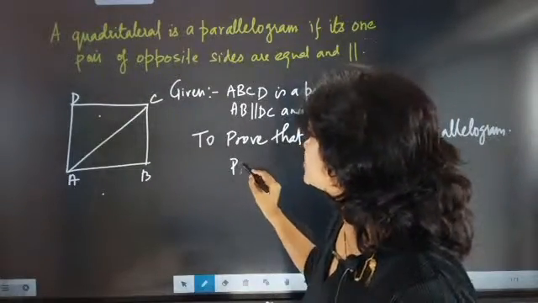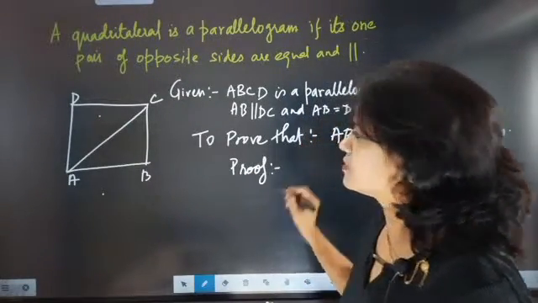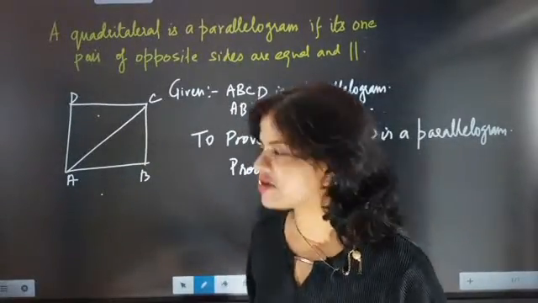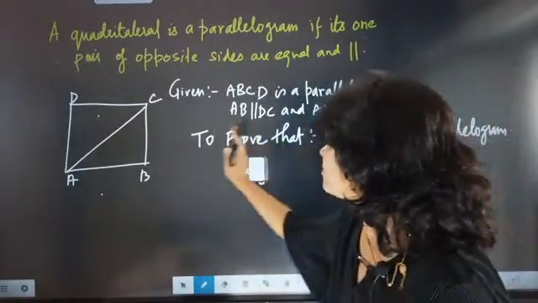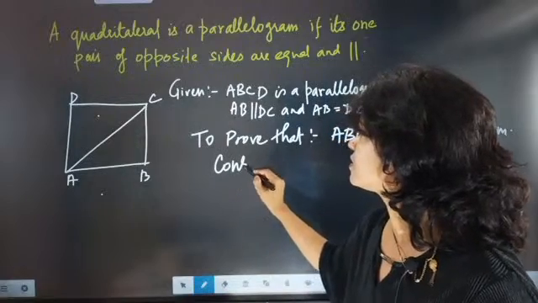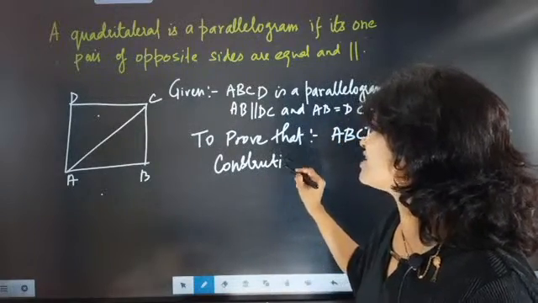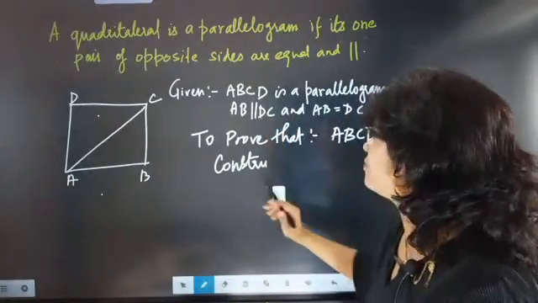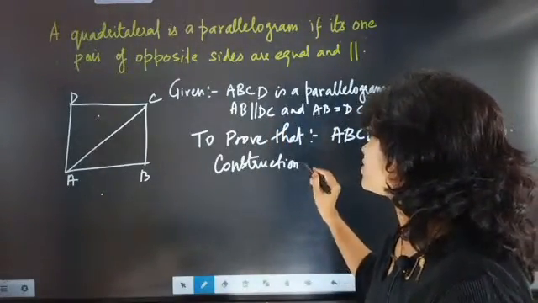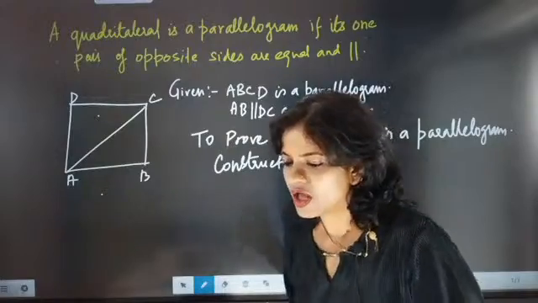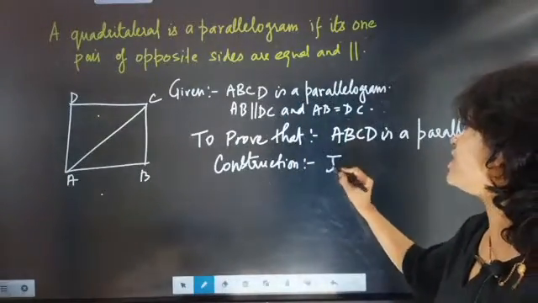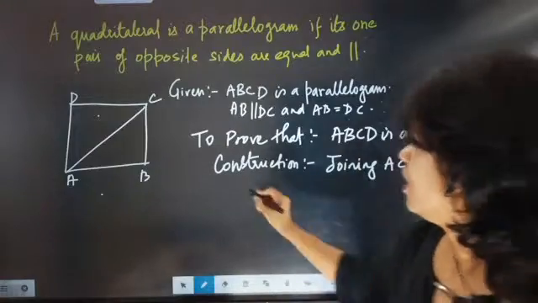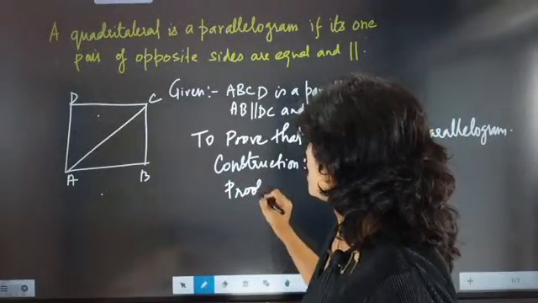Okay, now the proof section. AC is the diagonal. We know already AC is the diagonal, but we can write it in construction also, to join the diagonal. This is exactly called construction. So just to make the answer look a bit beautiful, I am adding this construction section. I am just saying, joining AC. Now proof.